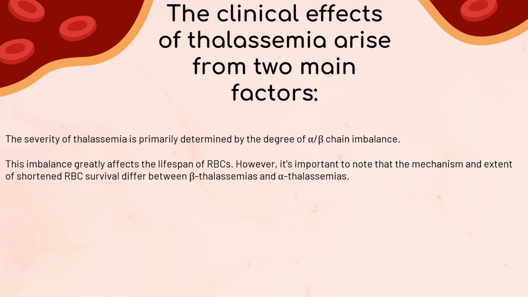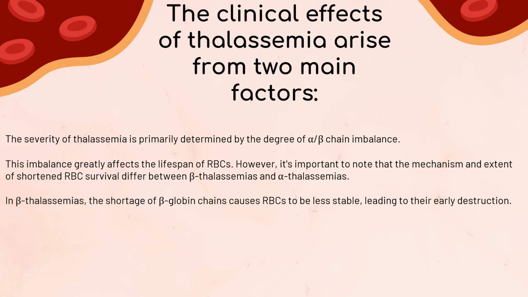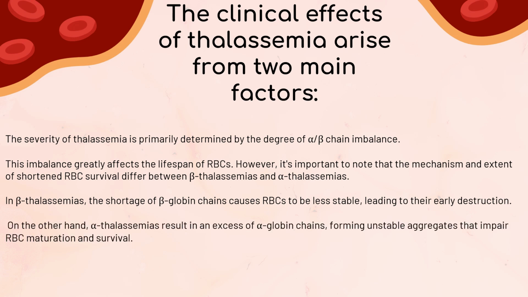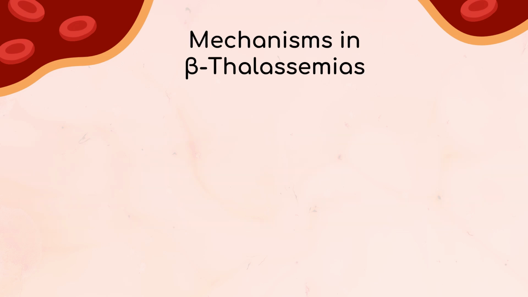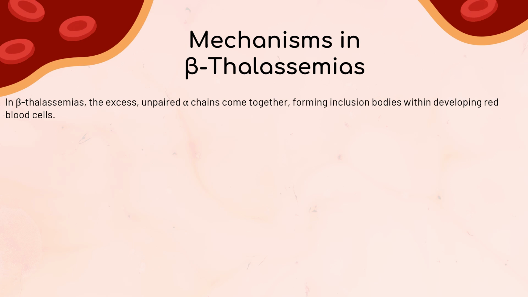However, it's important to note that the mechanism and extent of shortened RBC survival differ between beta-thalassemias and alpha-thalassemias. In beta-thalassemias, the shortage of beta-globin chains causes RBCs to be less stable, leading to their early destruction. On the other hand, alpha-thalassemias result in an excess of alpha-globin chains, forming unstable aggregates that impair RBC maturation and survival. Mechanisms in beta-thalassemias. In beta-thalassemias, the excess, unpaired alpha chains come together, forming inclusion bodies within developing red blood cells.